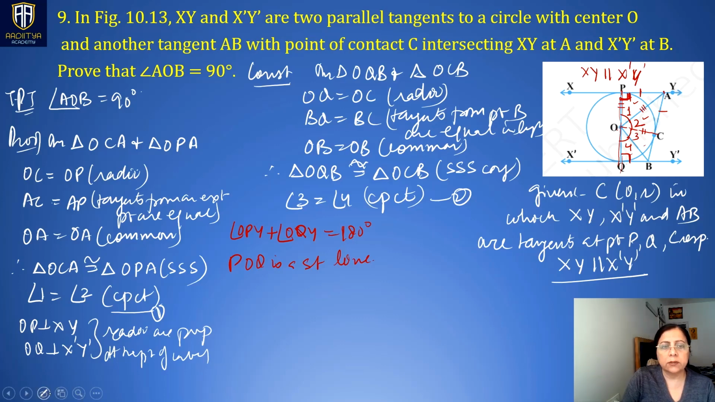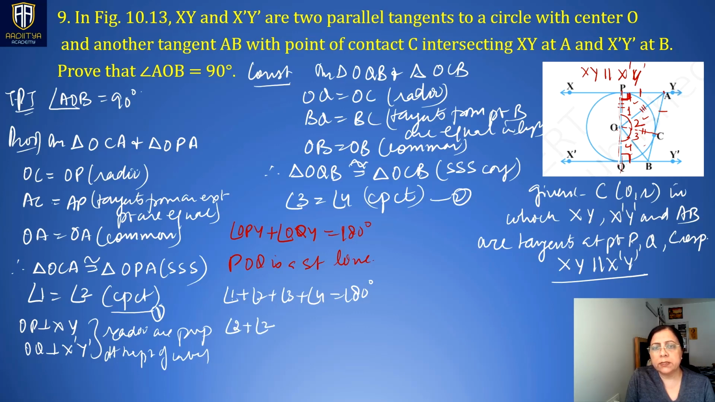Now we can see that angle 1 plus 2 plus 3 plus 4 is equal to 180 degrees. Why? We have proved that PQ is a straight line, so all these angles are formed at the point O on a straight line. These are called linear angles, formed at a particular point on a straight line. What we can do, we can write angle 2 plus angle 2.